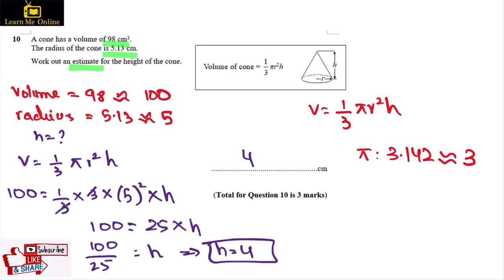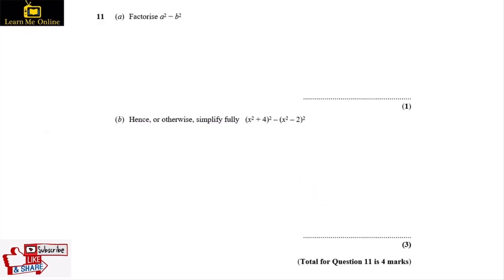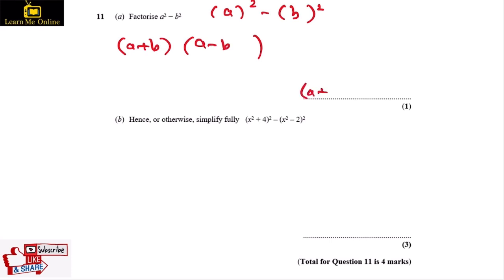So the question was for 3 marks, so I'm going to highlight it here. Here we have got the next question, which is factorize a squared minus b squared. Remember that this is the difference of two squares. So the first step is we always write them in the difference of two squares form. So this is a, this is b. And you just simply write them down as a plus b and a minus b. This is the difference of two squares factorization.